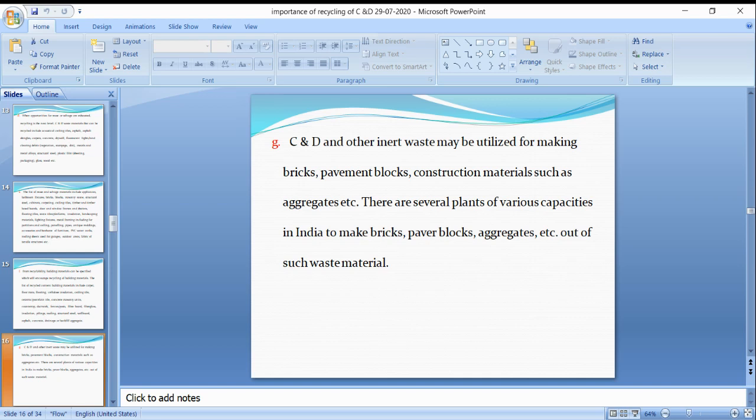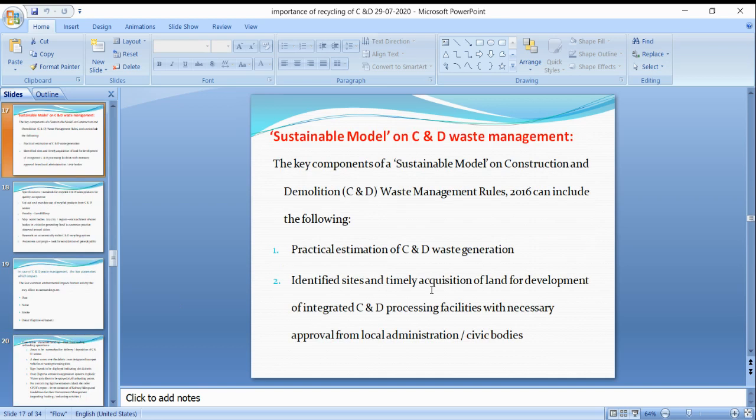So construction materials such as aggregates are also reused. There are several plants of various capacities in India to make the bricks and paver blocks. Paver blocks are nothing but for the roads. So for the roads, if you observe a footpath, we can observe, and also if any well planned area is there, in that also we can see the paver blocks, aggregate and count of such waste materials. So what is the sustainable model?